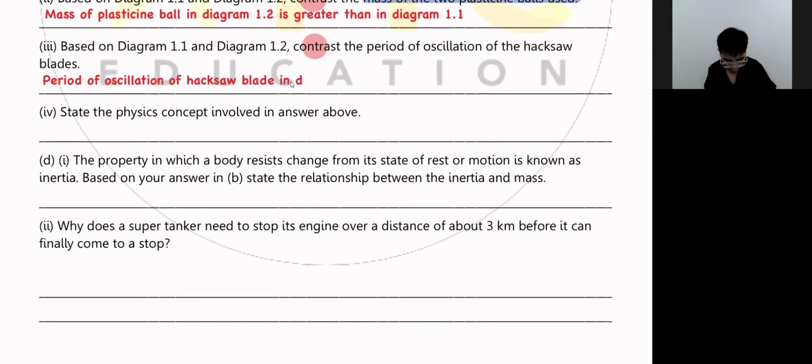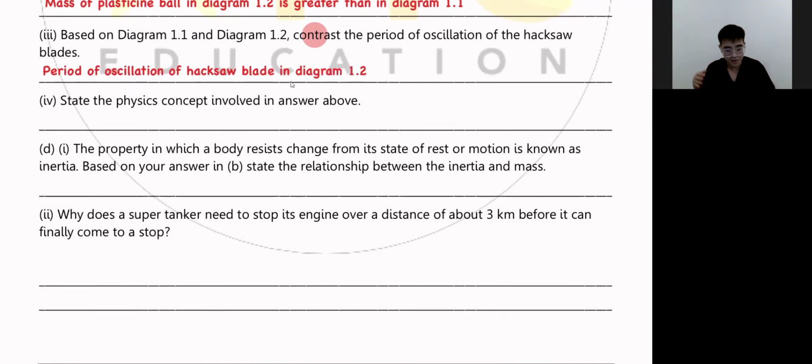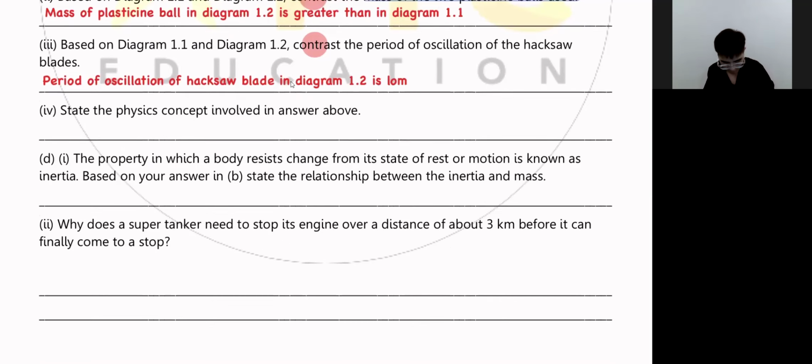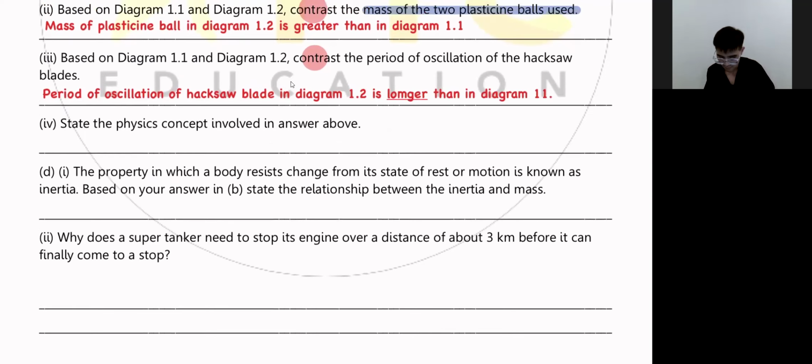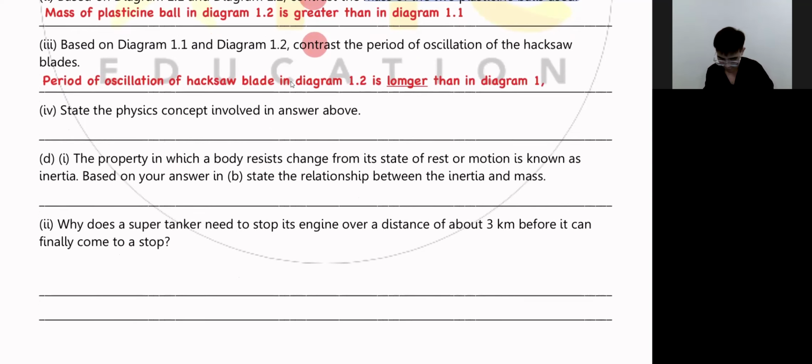Okay, in diagram 1.2, obviously you can look at the diagram because the question already told you. In diagram 1.2, the hacksaw blade will be oscillating using 2 seconds for every oscillation. But in diagram 1.1, the hacksaw blade takes 1 second to complete one oscillation. So obviously in diagram 1.2, it will be longer than in diagram 1.1. Is that clear?